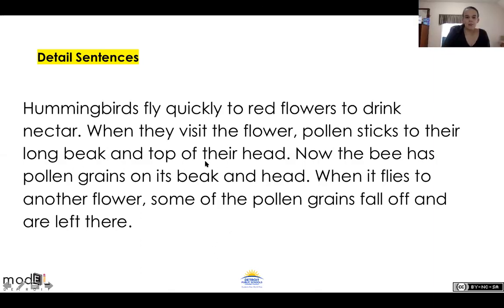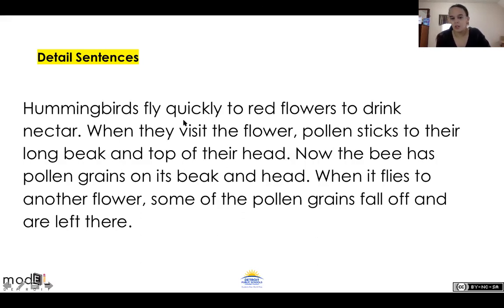So this is the part of your writing where you really teach the person facts about whatever it is you're talking about. In this case, we're talking about pollinators and hummingbirds. And so we need to teach whoever's reading this about how hummingbirds do what they do exactly, with really cool details and exciting adjectives and words, just like we talked about in writing.